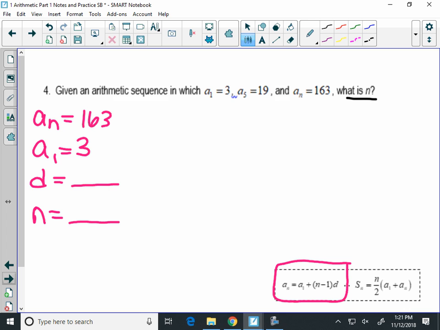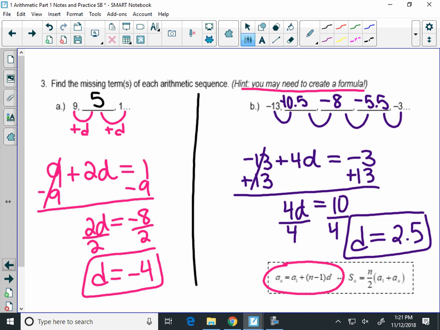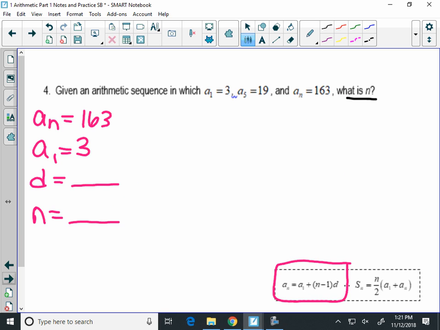You want to use the formula? Okay. Because we could use the formula or we could do what we were just doing back here, filling in blanks. You want to do it this way? All right, let's fill in blanks. Let's use the blanks.